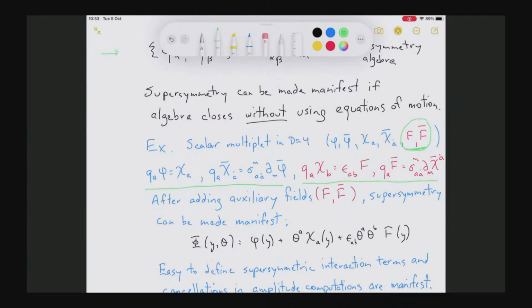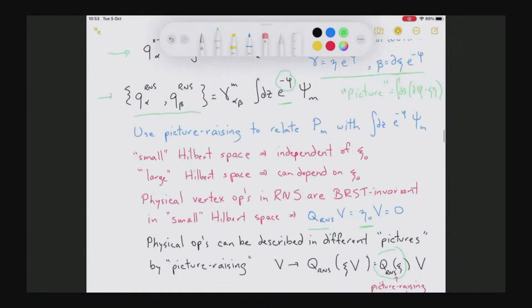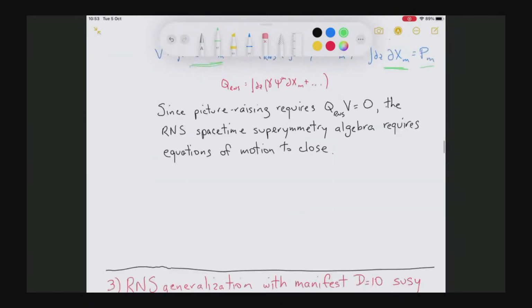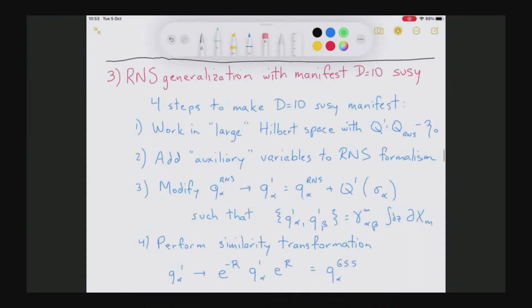So now what we're going to do is add some auxiliary variables to the RNS formalism in such a way that we remove this problem. So this is going to be a generalization of RNS, which is going to involve some additional variables. That's why it's called a generalization of RNS. And these additional variables are going to play the role of these auxiliary fields that we needed to make spacetime supersymmetry manifest. So before telling you what the different steps are, we're going to need 4 different steps here to make spacetime supersymmetry manifest. First of all, we're going to have to work in the large Hilbert space, so the Hilbert space including the Xi0 mode. Then we're going to add these auxiliary variables.